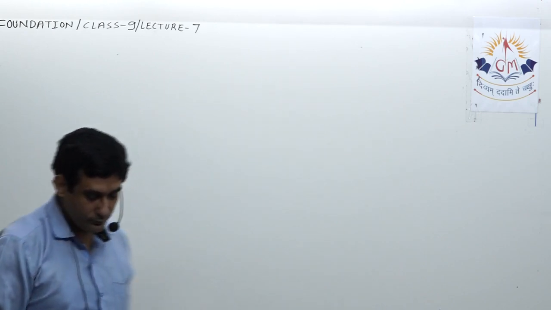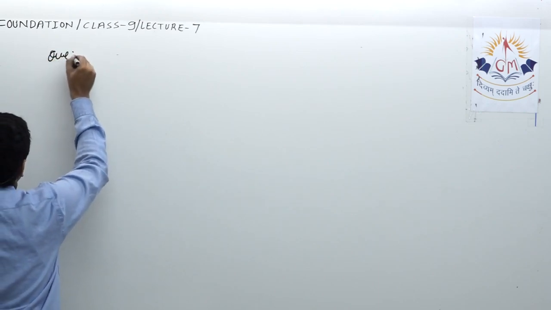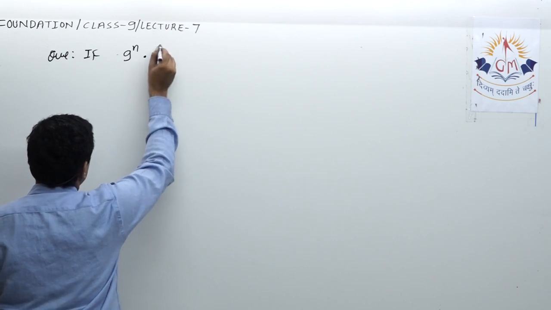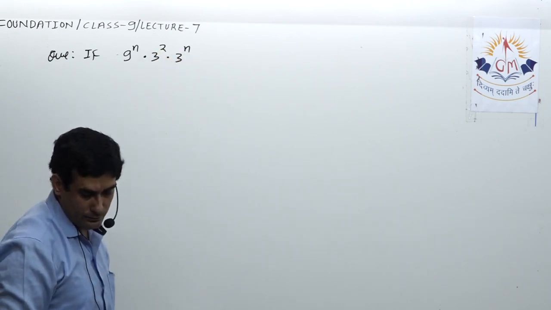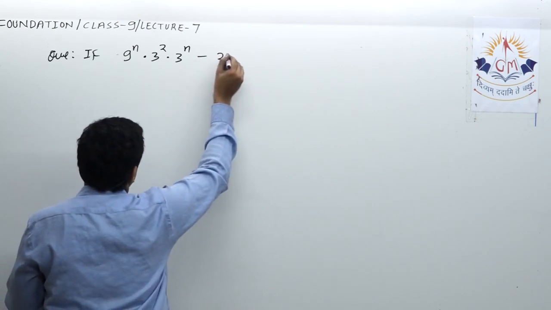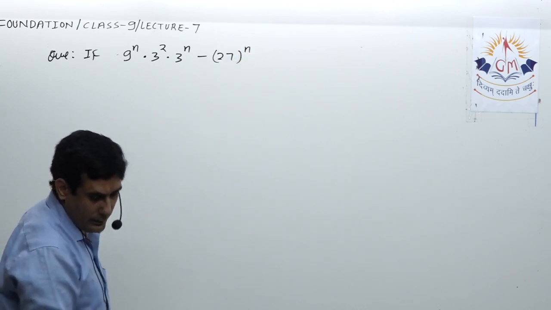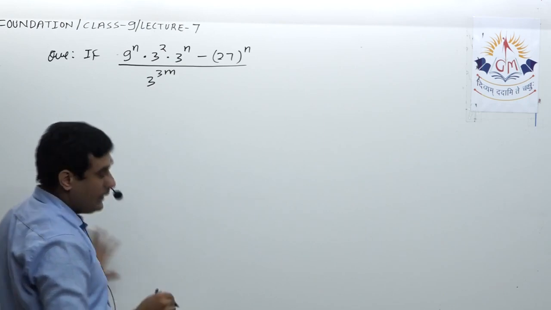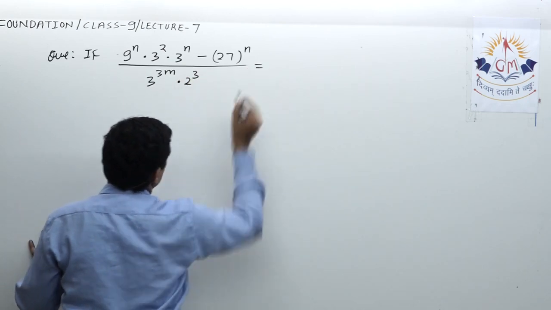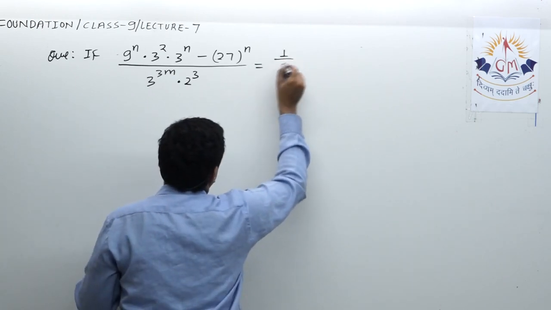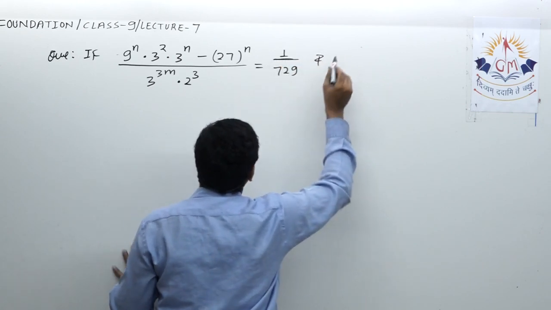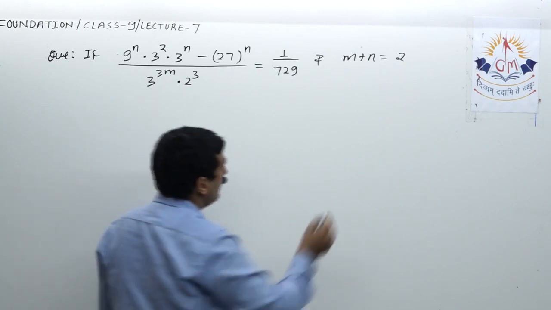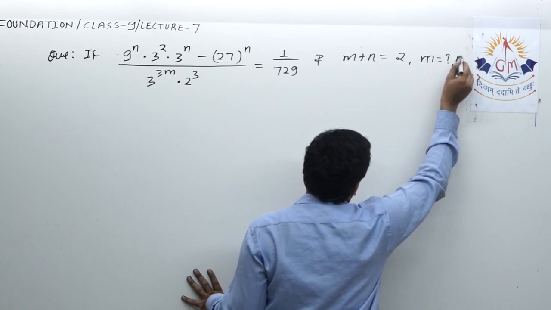Okay, next question is, if 9 raised to n and 3 cube into 3 raised to n minus 27 raised to n, divided by 3 raised to 3m into 2 cube, is equal to 1 upon 729 and m plus n is equal to 2, then find the values of m and n.